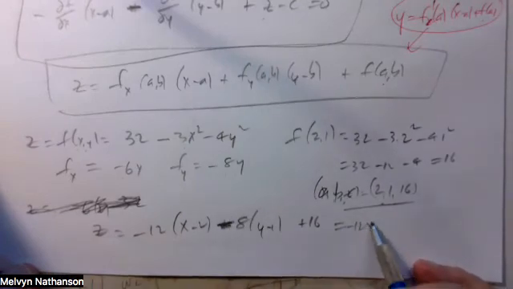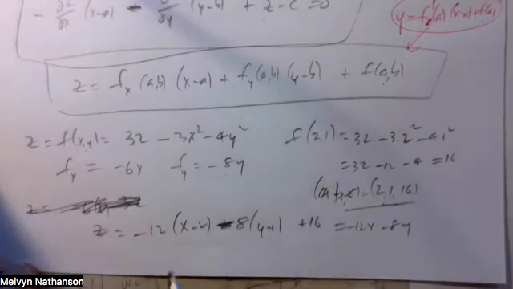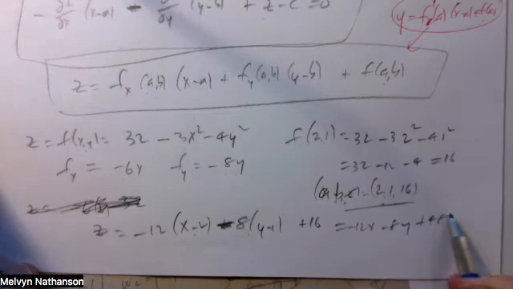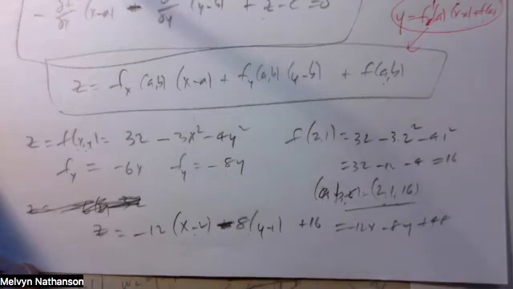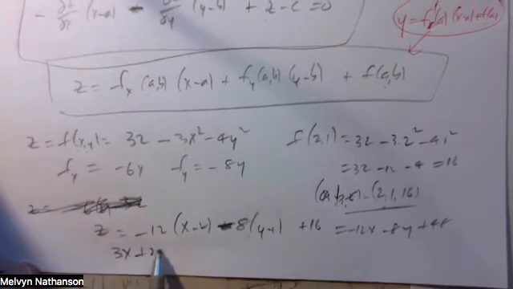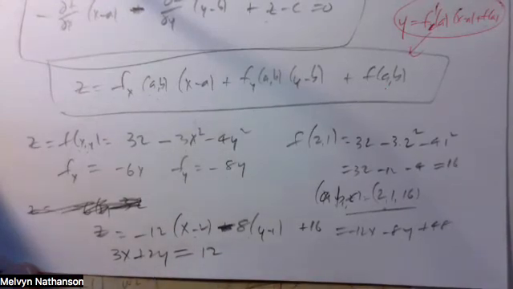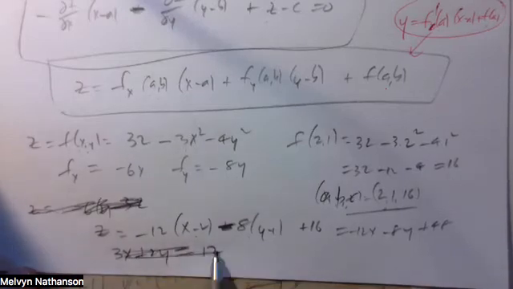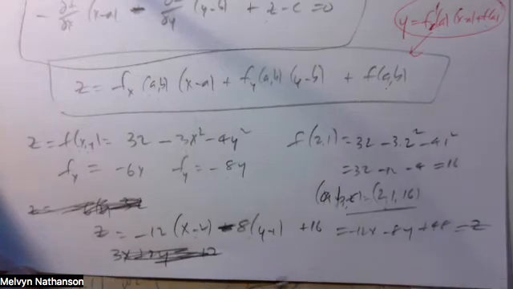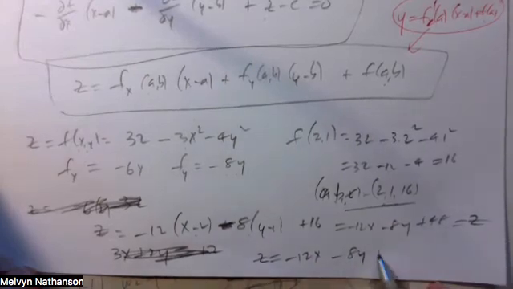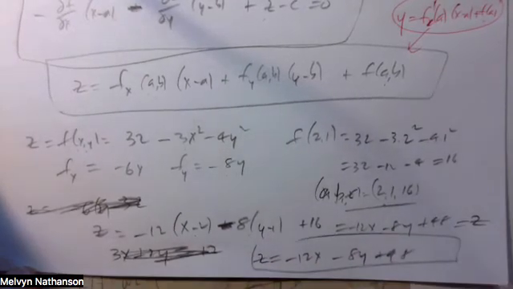So this is minus 12x minus 8y, 24 plus 8 is 32, plus 16 is 48. Or I can divide by 4 and rearrange this slightly. I get 3x plus 2y equals 12. Oops, sorry, I can't do that. This is equal to z. So z equals minus 12x minus 8y plus 48. That is the equation of the tangent plane.